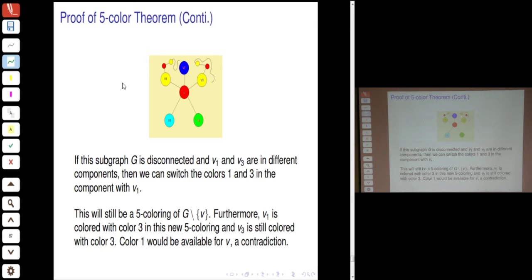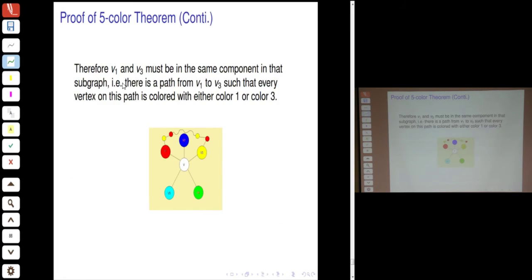The components are disconnected, so there's no connection. Now, how about when they are connected? You have something like this. You look at all the nodes and edges colored with red and yellow, and they give you one continuous piece. Therefore V1 and V3 must be in the same component in that subgraph. In other words, there's a path from V1 to V3 such that every vertex on the path is colored with either 1 or 3. So you cannot cheat by swapping, because if you swap, the red is still here. Okay, so what do we do here?